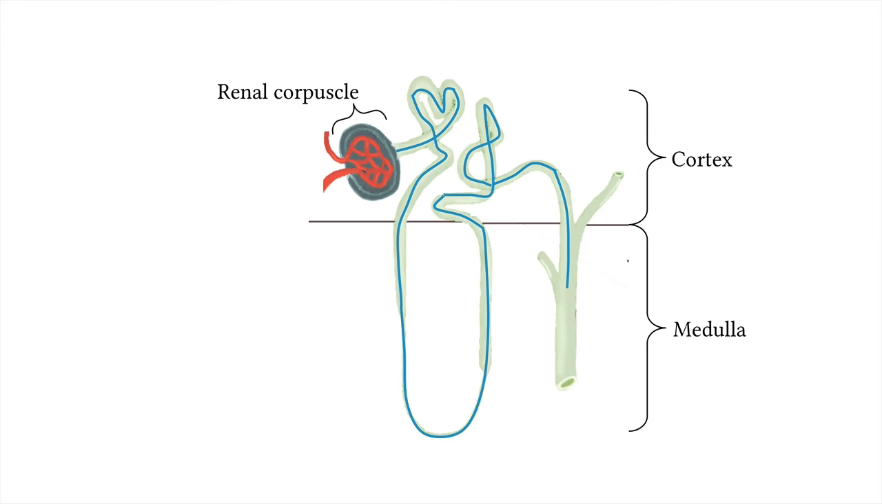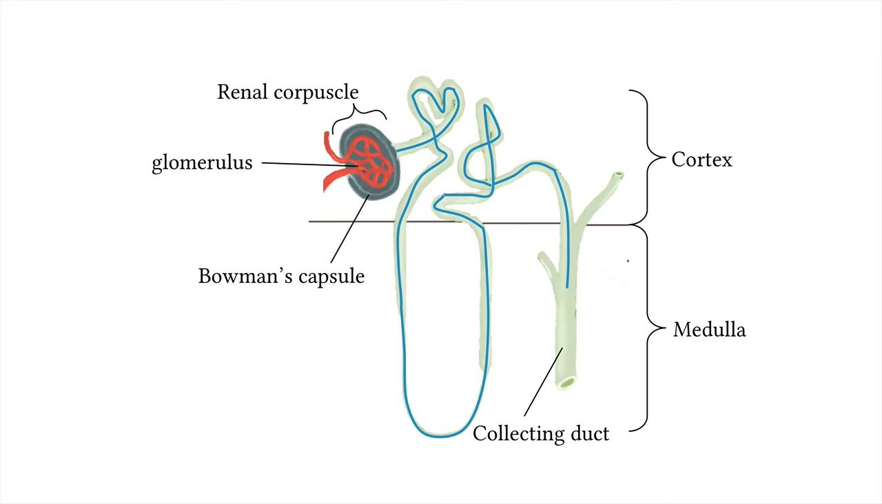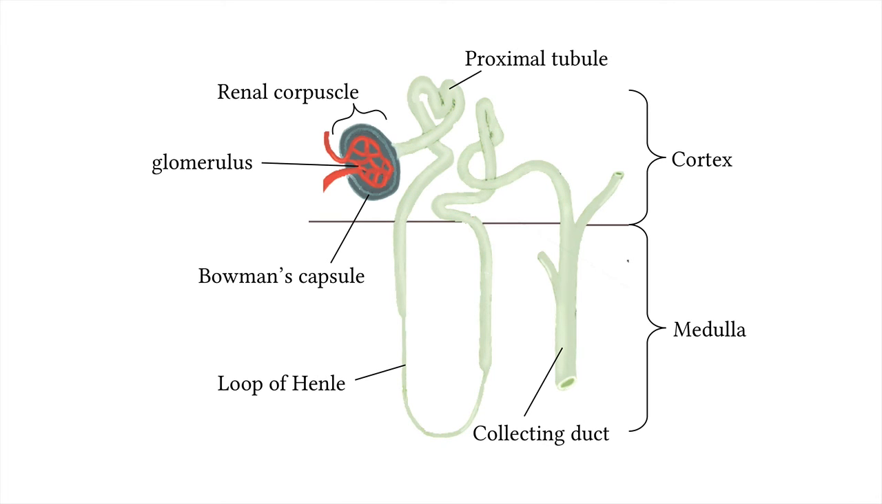From there, it moves into a collecting duct, which goes back into the medulla and then goes to a minor calyx. Now, the renal corpuscle is the starting point of the nephron. It's the location of blood filtration, consisting of a capsule called the Bowman's capsule, along with a cluster of capillaries called the glomerulus. The tubular extension out of the renal corpuscle begins with the proximal tubule and then to the loop of Henle. It is this loop that extends inward to the kidney's medulla and then back into the cortex.